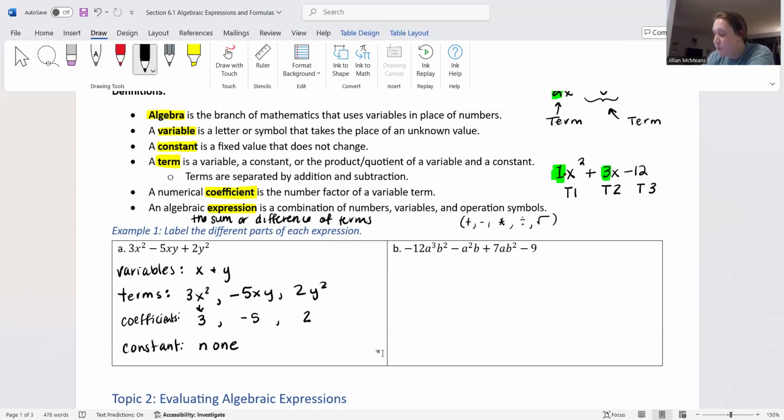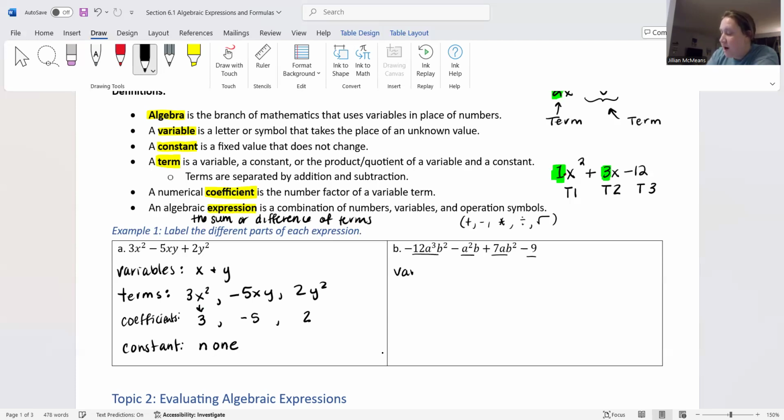Okay. Now, for part B, we have something that looks kind of crazy at a glance, but it's going to have the same pieces and components as part A, nothing to get worried about. We have negative 12a to the third b to the second minus a to the second times b plus 7ab squared minus 9. Okay, so we have one term, two terms, three terms, four terms. You can see those four terms, they're going to be separated by addition and subtraction.